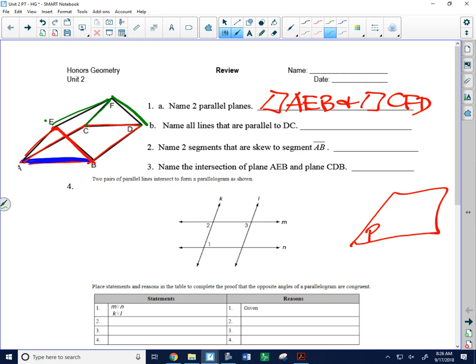Actually, this is a good question. Planes intersecting in a line. That was one of the unit 1 postulates. So like the floor and the wall intersect on a line. Same here. What is it? So it's AEB, the front plane, and CDB, the bottom plane. And so they intersect right here. So it's the line AB.